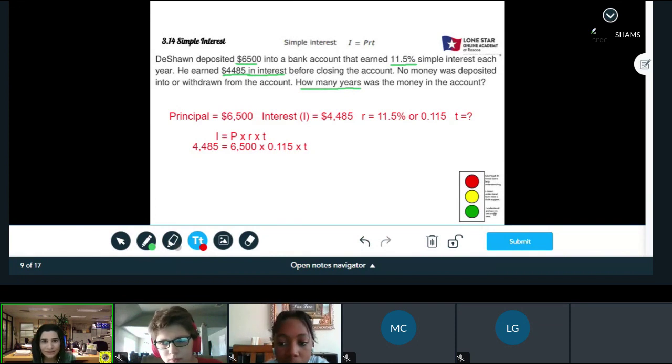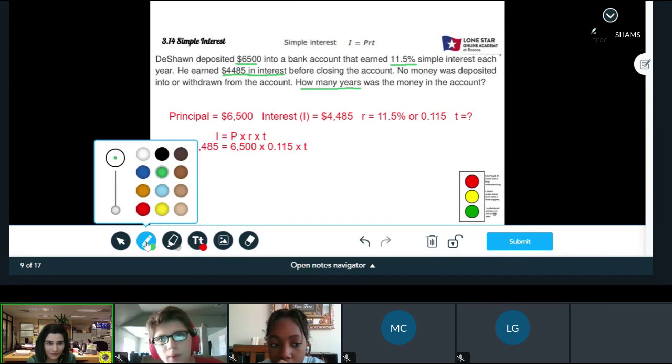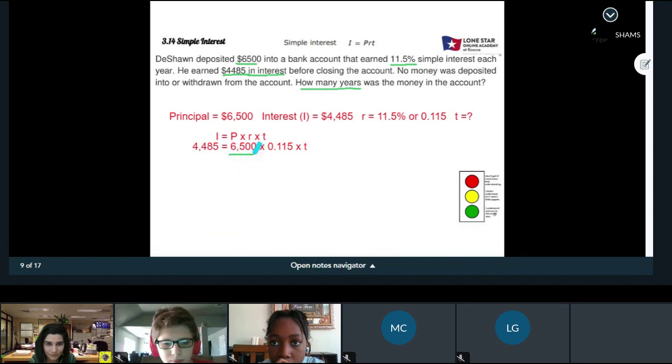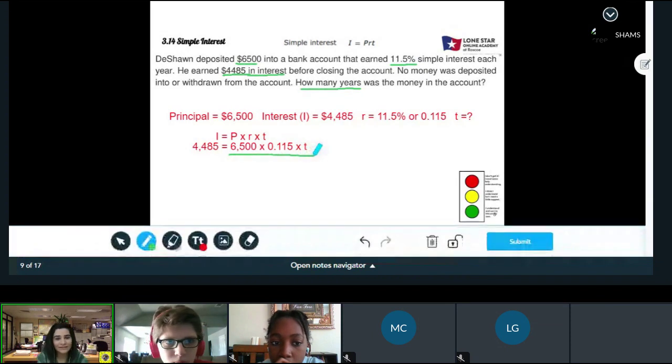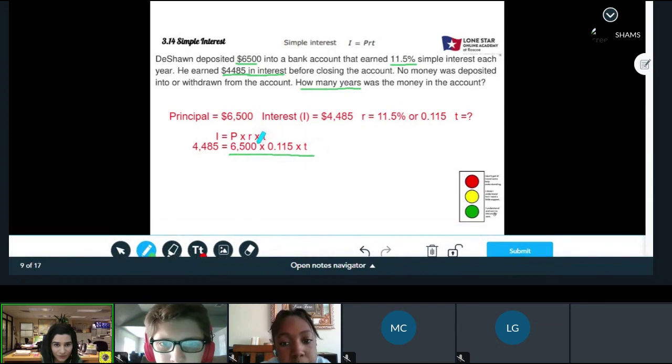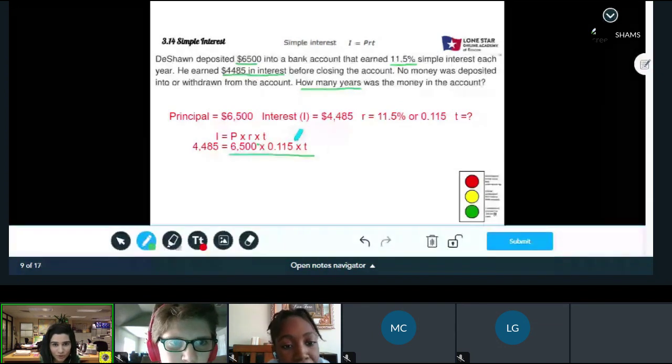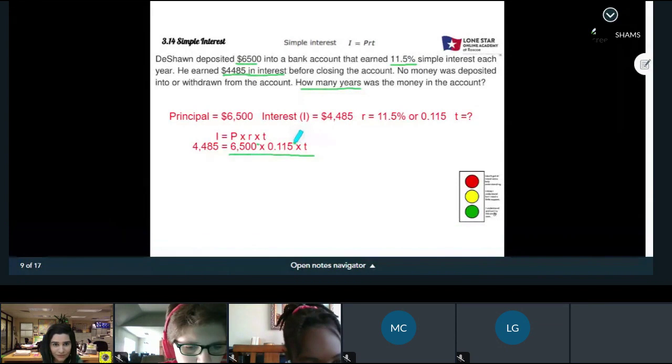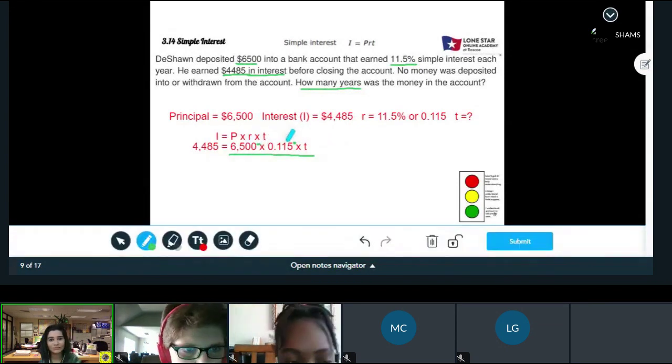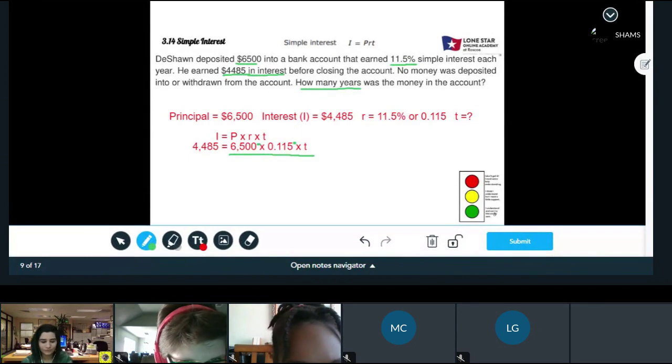Let's see if I can condense. This side, my right side. And here is this right side. Can I condense it? Like, can I simplify it? I can, because I will multiply 6,500 times 0.115. And I will be able to condense, right? Can someone multiply these two and tell me how much they got? Multiply these two numbers and tell me how much you got.